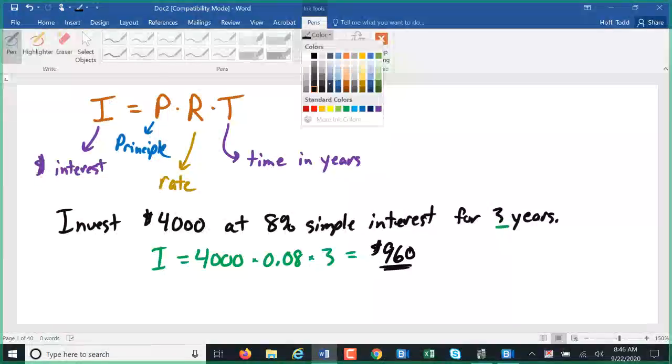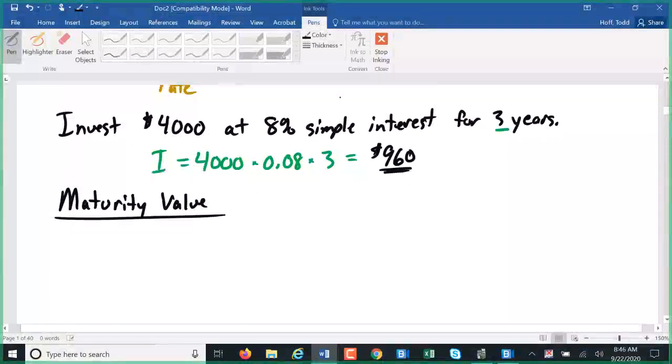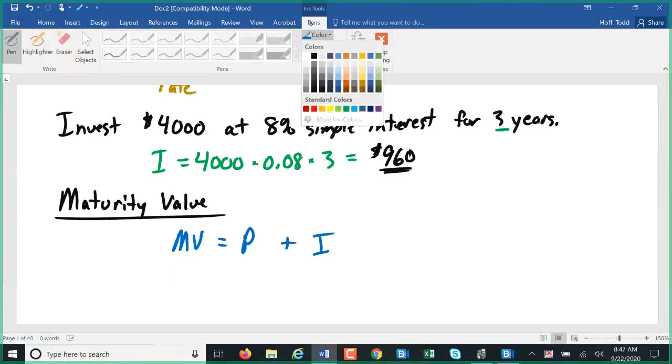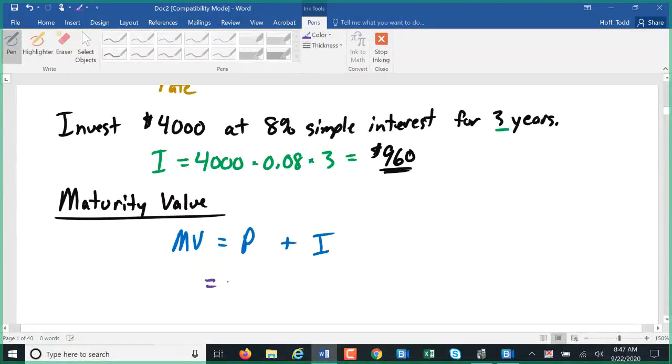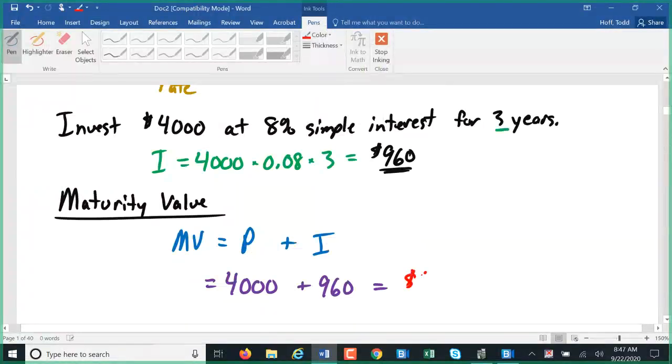Now the next thing we need to look at is something called maturity value. Maturity value is how much it is worth at the end of the period. Well, the maturity value is simply the principal plus the dollar amount of that interest. So for this problem, we have our principal of $4,000 plus the $960 we earned in interest over those 3 years, giving us a maturity value of $4,960.